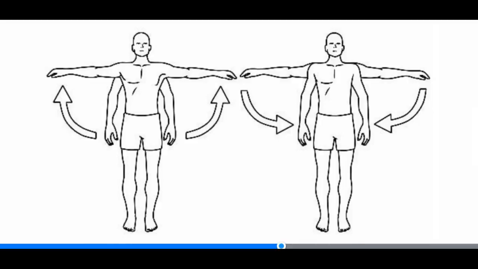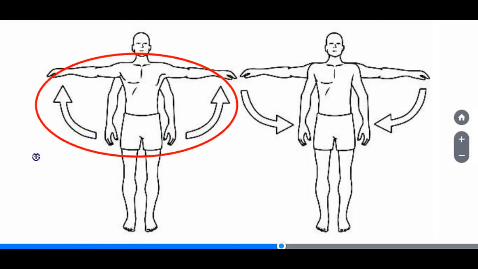Abduction occurs when a movement is away from the midline of the body, such as moving your arms from anatomical position until they are horizontal. Adduction occurs when a movement is towards the midline of the body, such as moving your arms from a horizontal position back to anatomical position.